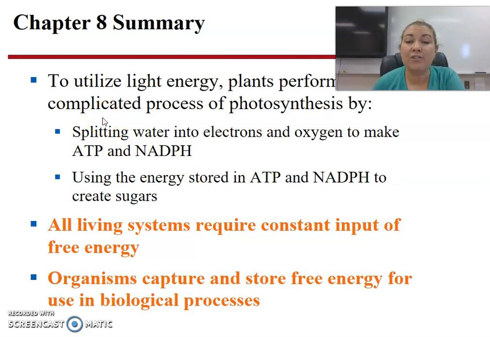Okay, so last little bit of chapter 8. To utilize light energy, plants perform photosynthesis. It's pretty complicated, but it follows a lot of the same basic pathways we saw in cellular respiration, including electron carriers, ATP and NADPH, the release of oxygen, and the capture of carbon using Rubisco. This is the way that all life on Earth captures energy so that they can perform the basic functions of life, and then it passes on to the food chain to fuel the entire living world.